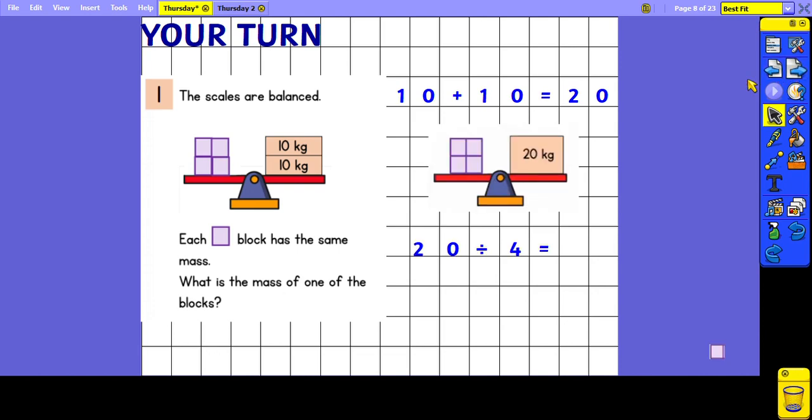The 2 pink blocks weigh 20 kilograms altogether. To work out how much the 4 purple blocks weigh, we need to divide 20 by 4. We know that the 4 of them weigh 20 kilograms. We're just trying to find out how much one of them weighs.